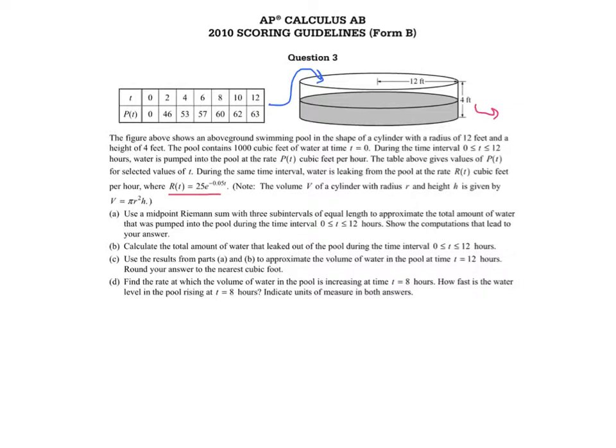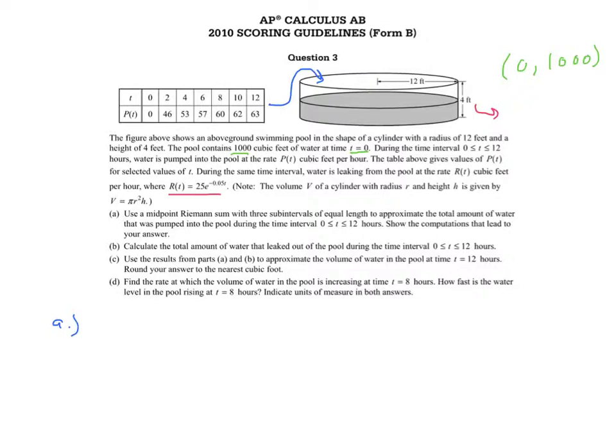We were also given that at the initial condition, at time 0, the pool contained 1,000 cubic feet. So I'm going to make a note that initially there was 1,000 cubic feet in there. For part A, now that I know what all my variables represent, I can answer these 4 questions. Using a midpoint Riemann sum with 3 subintervals of equal length, we want to approximate how much water was pumped into the pool.